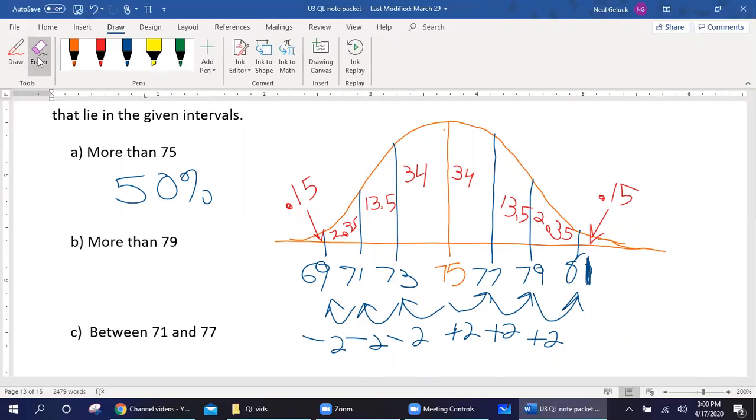For letter B, more than 79, well, that's going to be here over. So I'm adding the 2.35 and the 0.15. If I add those together, I get 2.5%.